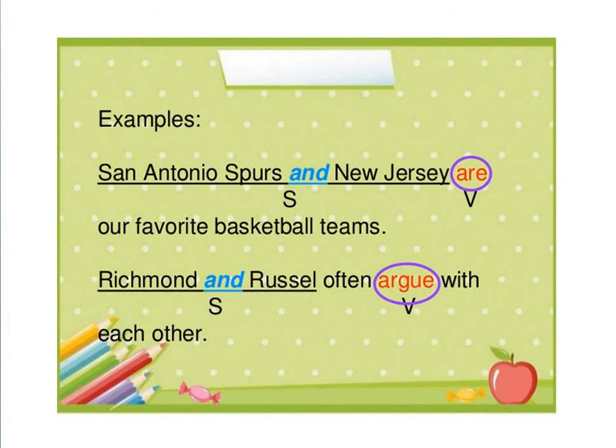So we have two subjects which are two nouns, San Antonio Spurs and New Jersey. These are two teams, and joined by "and", we have the rule that when compound subjects are joined by "and", then they are plural, so they take the plural verb. Richmond and Russell often argue with each other. So here, instead of writing "argues", we have to write the plural form of the verb, that is "argue".